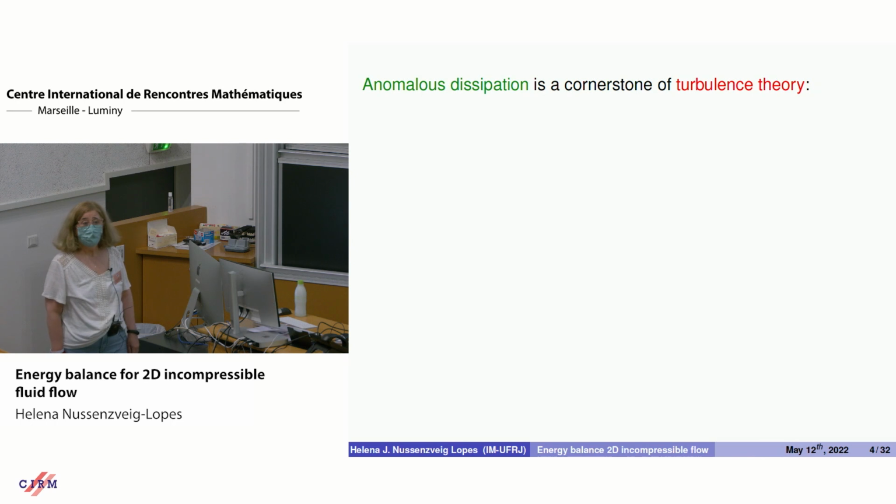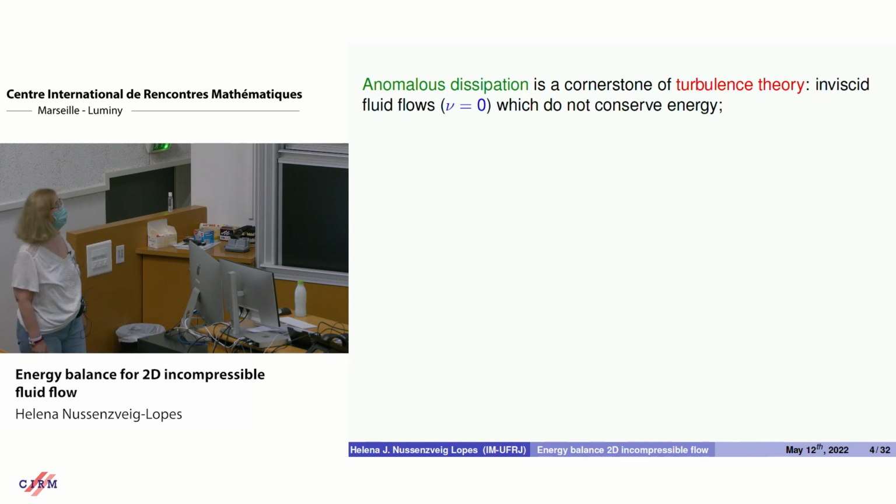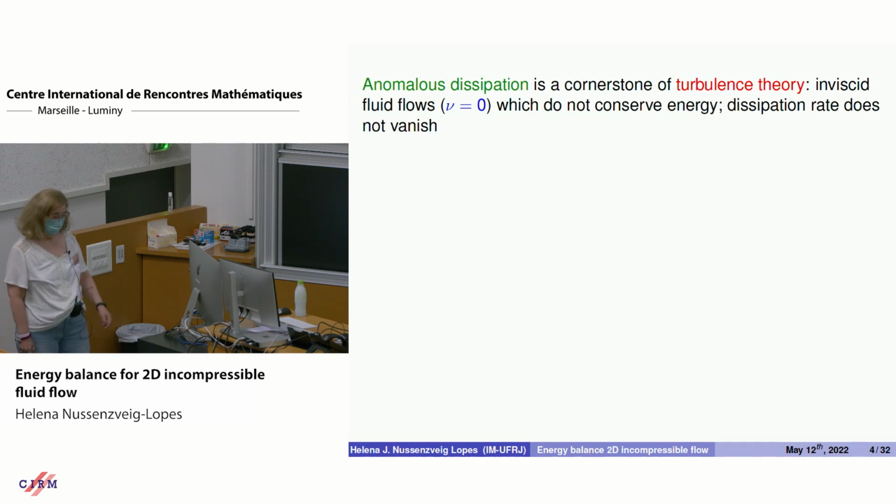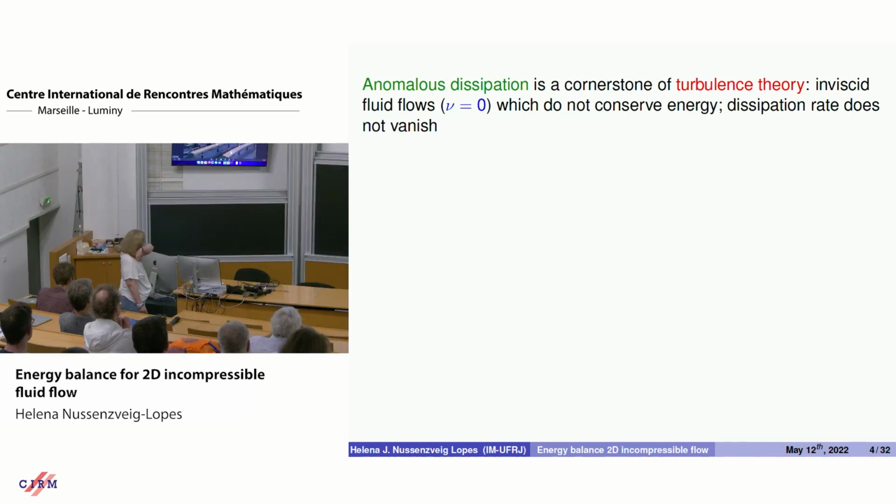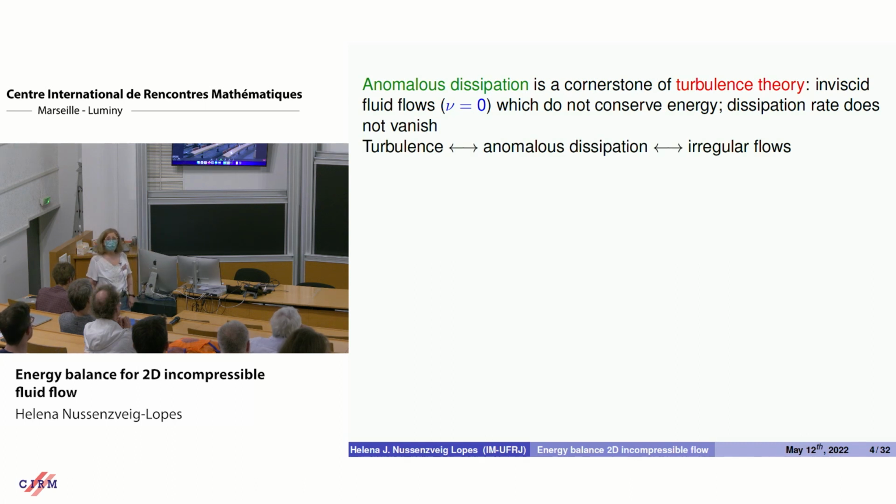Now, anomalous dissipation is a cornerstone of turbulence theory. So, in other words, inviscid fluid flows which do not conserve kinetic energy. Okay, so turbulence requires anomalous dissipation, which requires irregular flows, non-smooth flows, because for smooth flows you have conservation of energy.